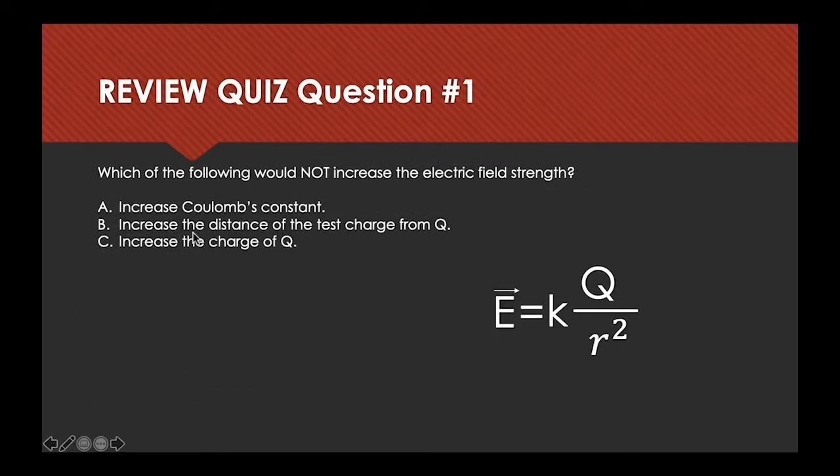So we're actually going to have a review question to see if you understood everything that was going on, and I hope you did. So if you just pause the video, read through the question, and see if you get the answer.